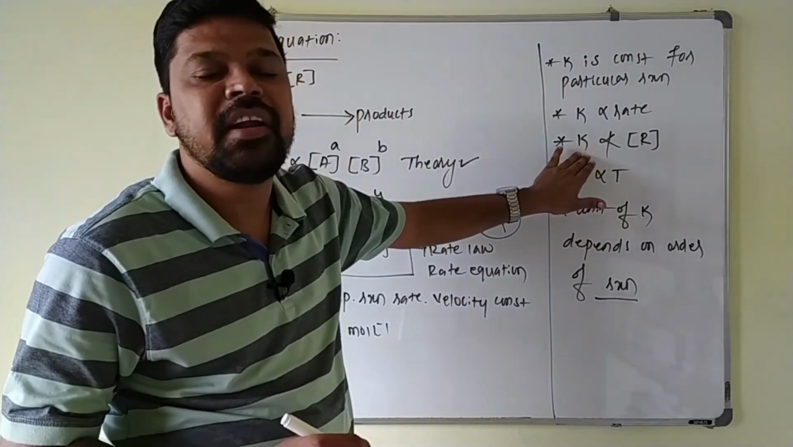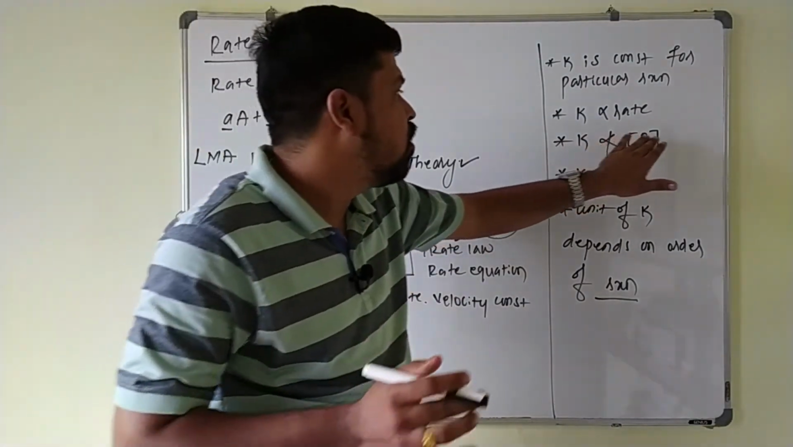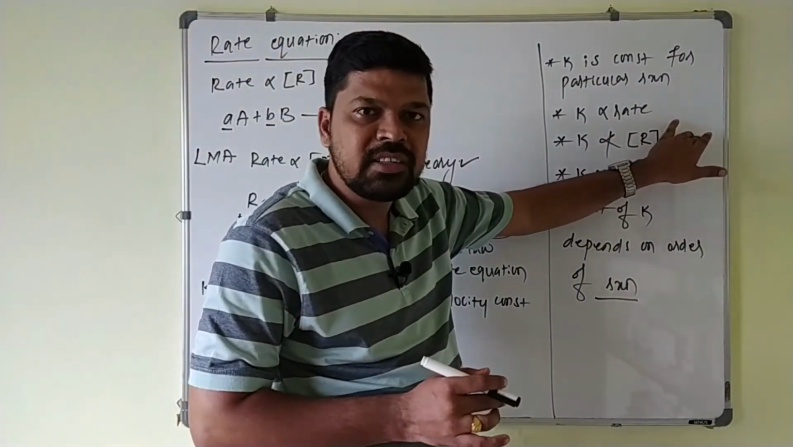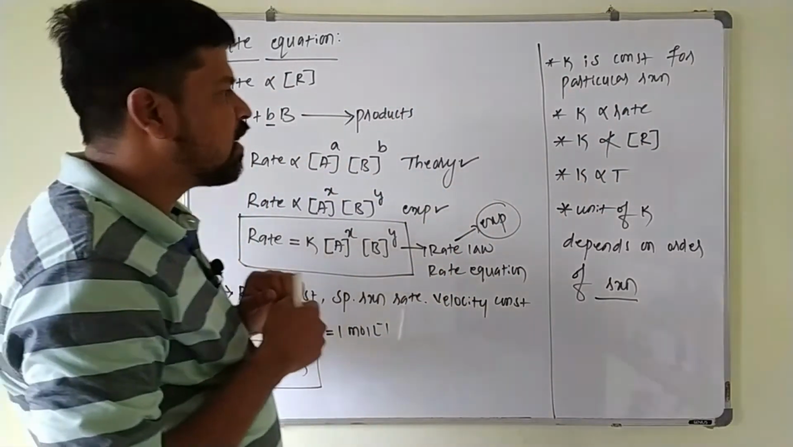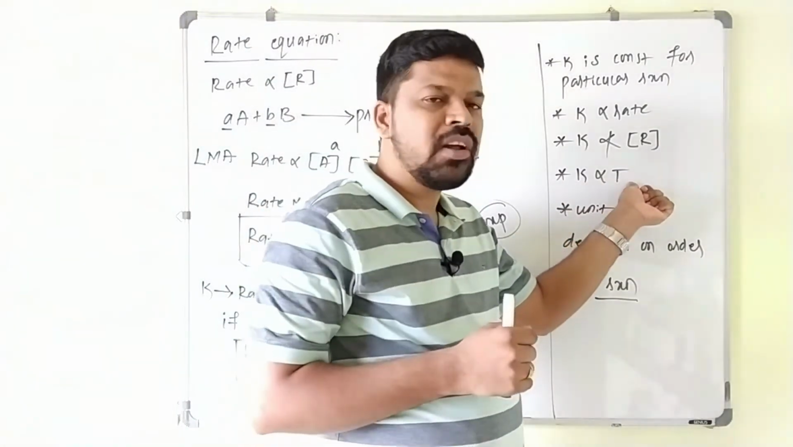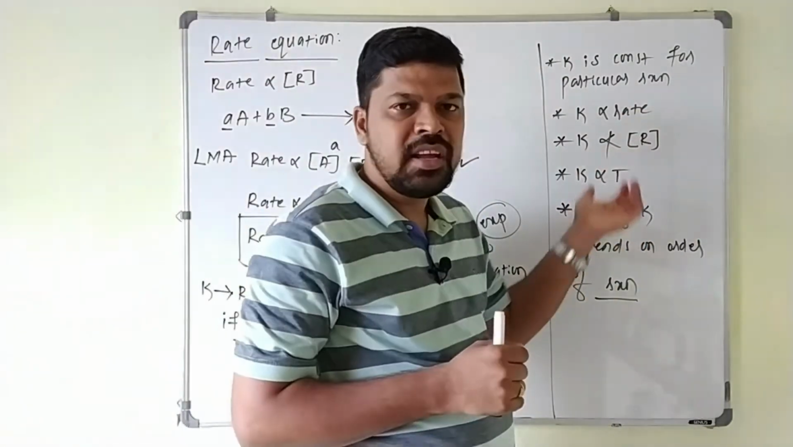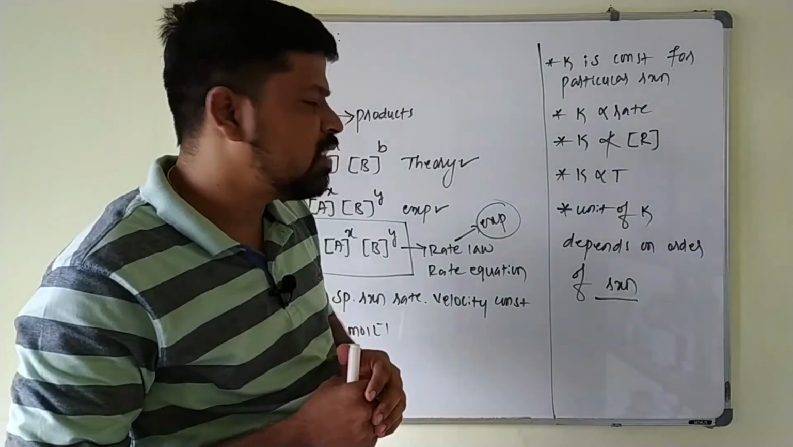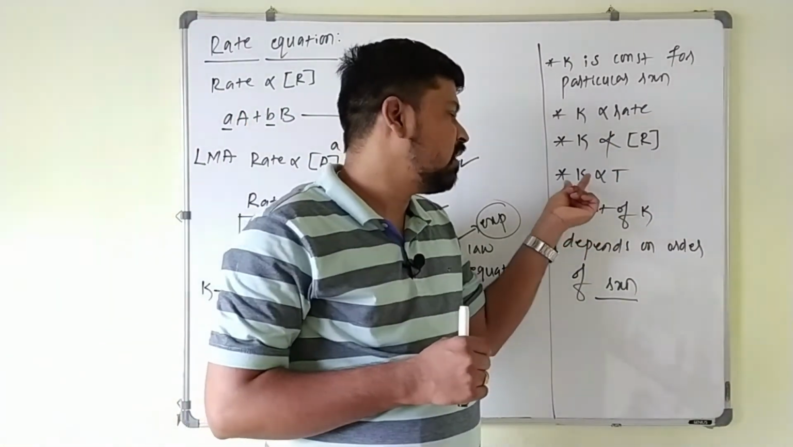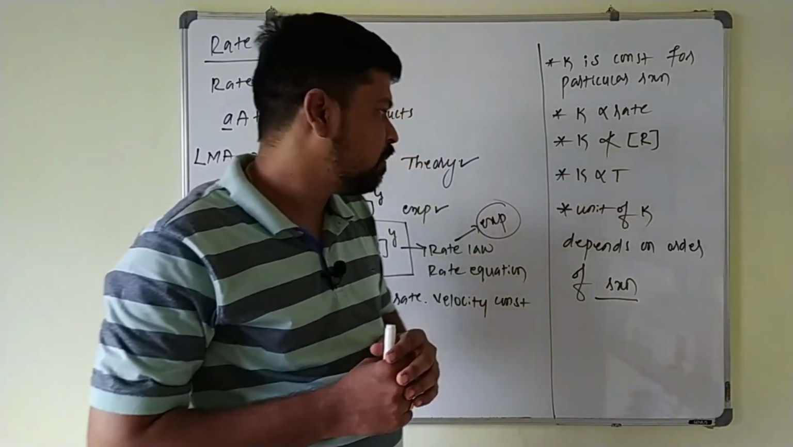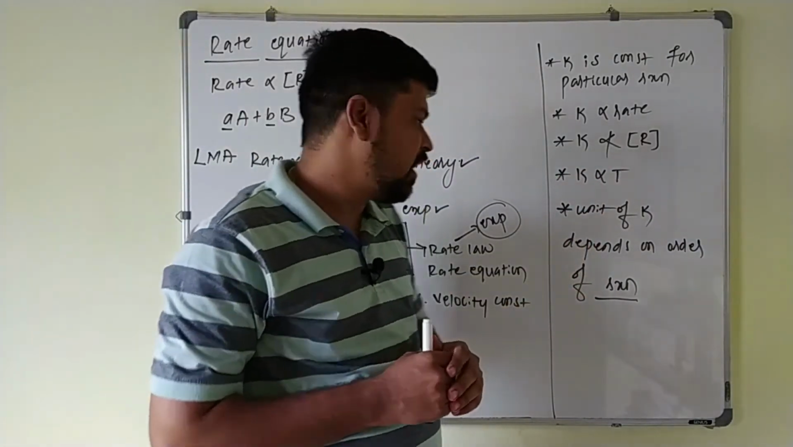The rate constant is independent of the molar concentration of the reactants. Only the rate of the reaction is directly proportional to the molar concentration of reactants. And it is directly proportional to temperature. As temperature increases, the rate constant also increases. It is said that for every 10 degree rise in temperature, the rate of the reaction, that is the rate constant, increases by 2 times.